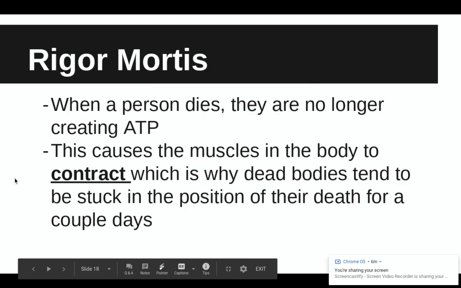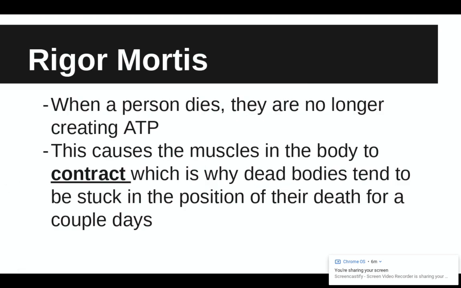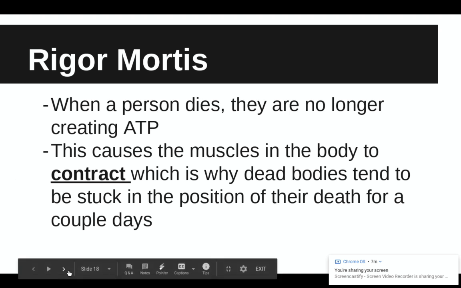Okay, so rigor mortis: after death, when a person dies, they are no longer creating ATP. This causes the muscles in the body to contract, which is why dead bodies tend to be stuck in the position of their death for a couple days until that relaxes.